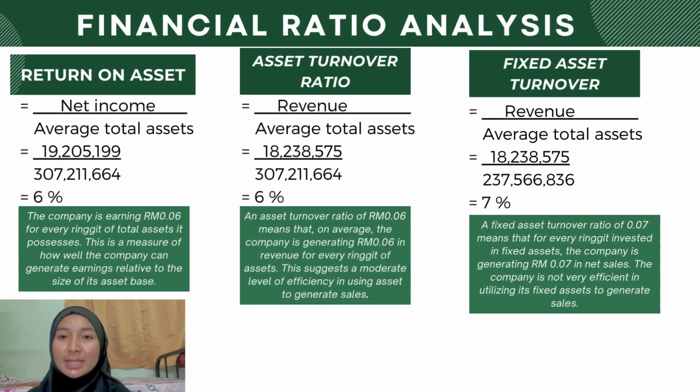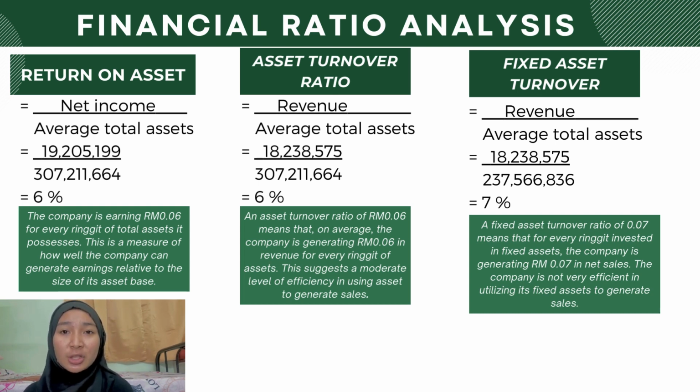Next, we will discuss the financial ratio analysis related to non-current assets. There are three types of financial ratio that I have analyzed. First, return on asset. The return on asset shows the percentage of how profitable a company's assets are in generating income. The formula to get return on asset is net income divided by average total asset.